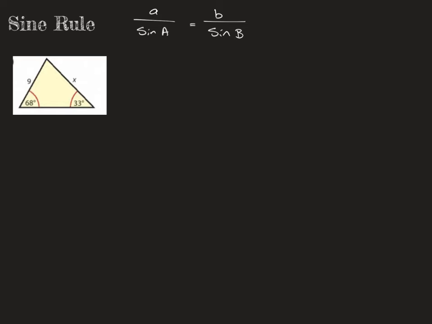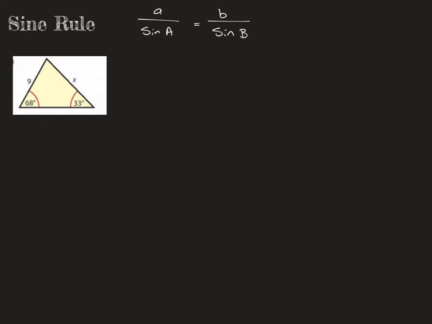Looking at this, we're going to look at the sine rule and how we use the sine rule, okay? So the sine rule is that a over sine A is equal to b over sine B. You'll know from what we've done already with trigonometry that when we're dealing with trigonometry, the capital letters represent the angles, whereas the lowercase letters represent the sides, okay?